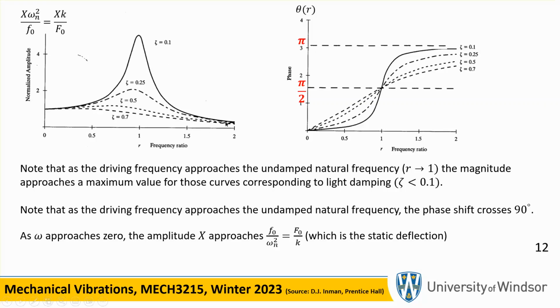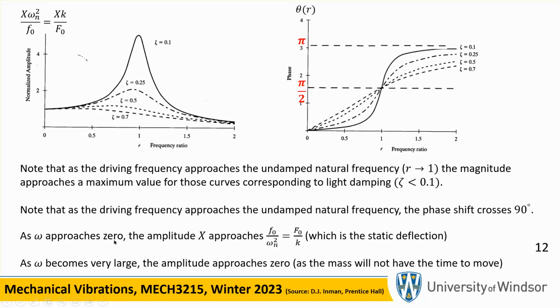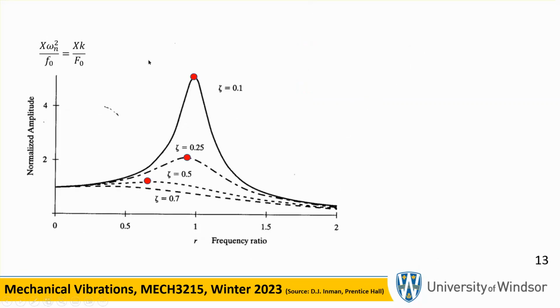And the reason this happened: when the driving frequency is very, very big, then actually the mass will not even move. Okay? If that force is applied to the mass at a very, very high frequency, the mass does not even have the time to move. That's why the deflection doesn't displace much, and that's why this is going to 0. And this is what it's saying. So as omega becomes very large, the amplitude right there approaches 0 because the mass will not have the time to move. Okay, let's move on.